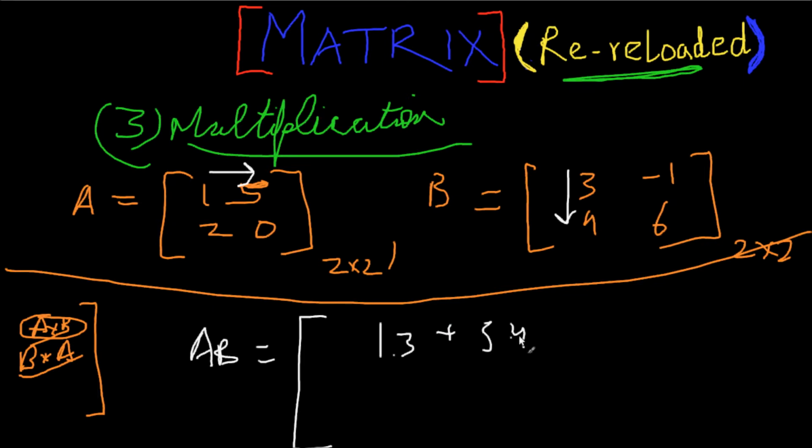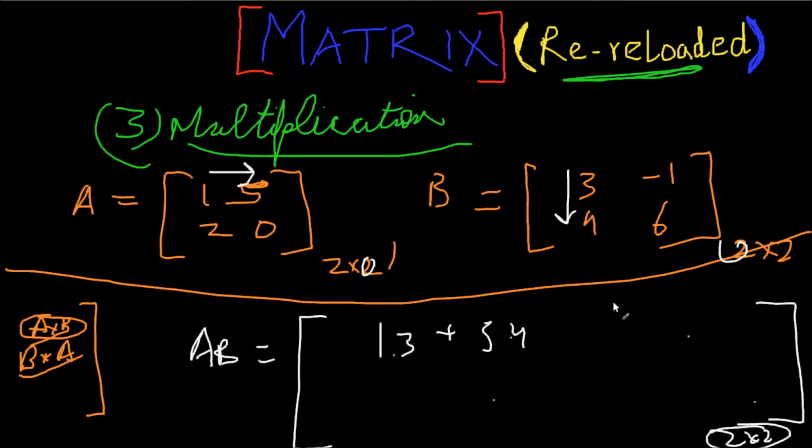Now, the resulting matrix will have an order 2 by 2. Just remember that, because if I take up the column of the first one and the row of the second one, I'm left with 2 and 2. That's what my answer order is going to be. So this and another element here, another element here, another element here. So all these places are going to be filled with elements. Now let's see what they're going to be.